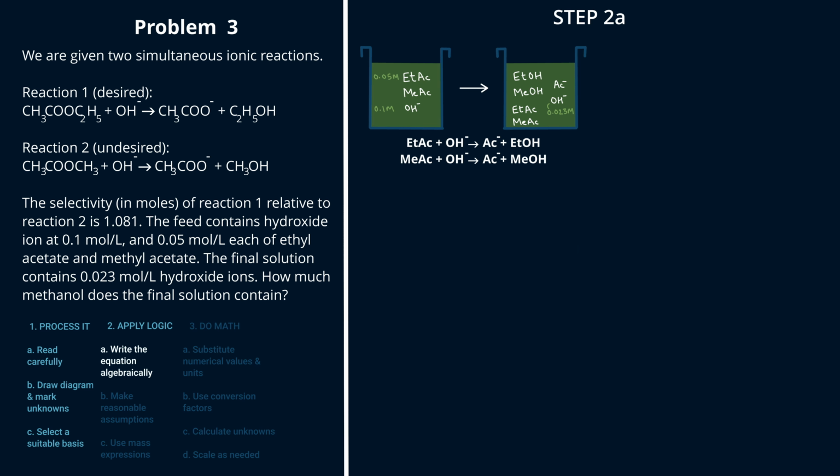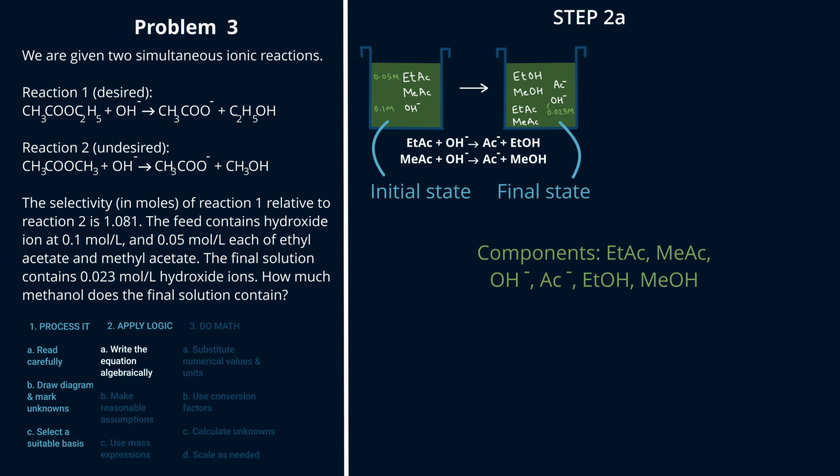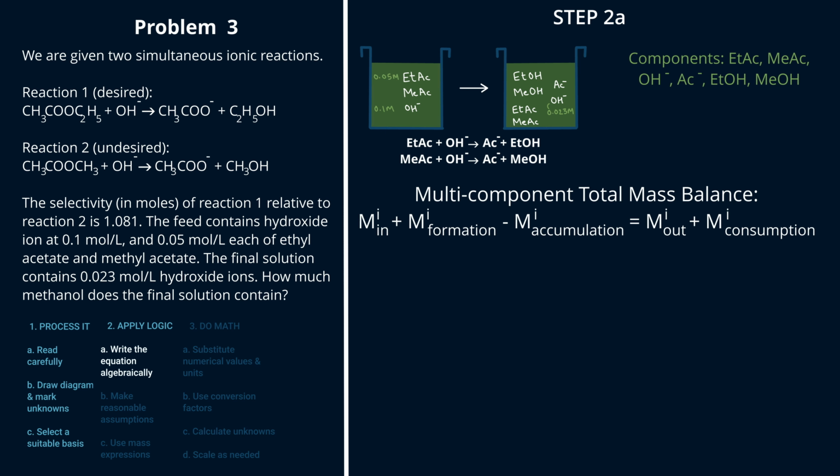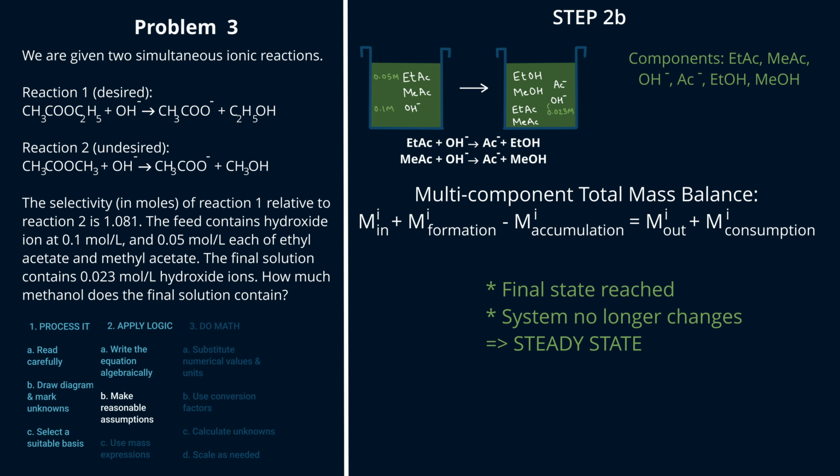Now, it's time to write the material balance equations. We have multiple components in this system, and we are concerned with just the initial and final state of the system, not what's happening during the process. So let's write the total mass balance equation for a multi-component system. Since the process is over and the system is no longer changing, the system is at steady state, meaning we can drop the mass accumulation term from our equation.